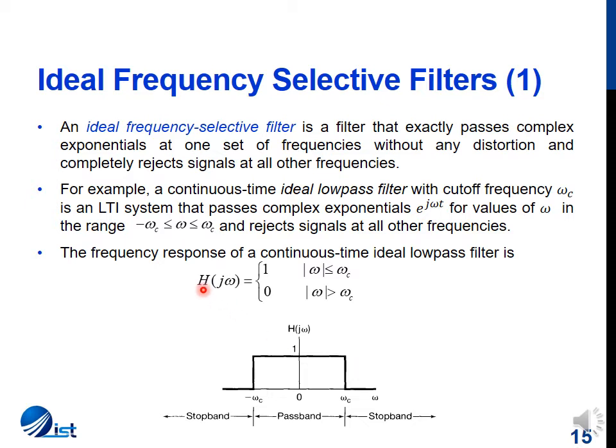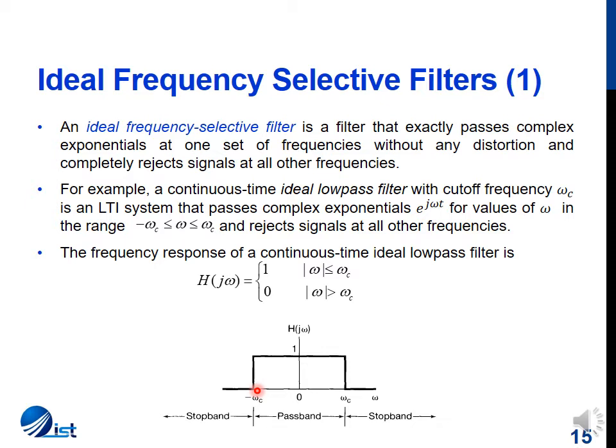H of j omega is defined as 1 because it exactly passes complex exponentials. It does not modify them. So H of j omega is 1 if the magnitude of omega is less than or equal to omega c, which is the cutoff frequency, and 0 otherwise. Such a response, which has very well defined sharp edges, is also known as a brick wall response.